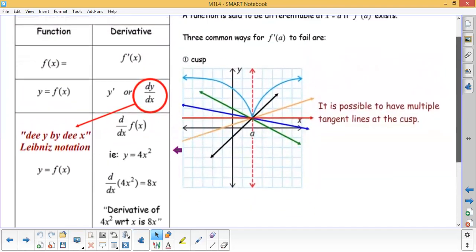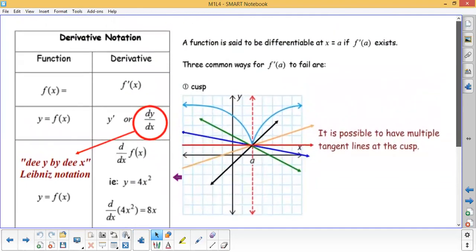I am going to briefly review some things. We defined continuity yesterday, and we determined that the function is said to be differentiable at x is equal to a if f prime of a exists. Now, the common ways for the derivative to fail is a cusp. We looked at that in the last example. I think it was a radical example where we had a cusp.